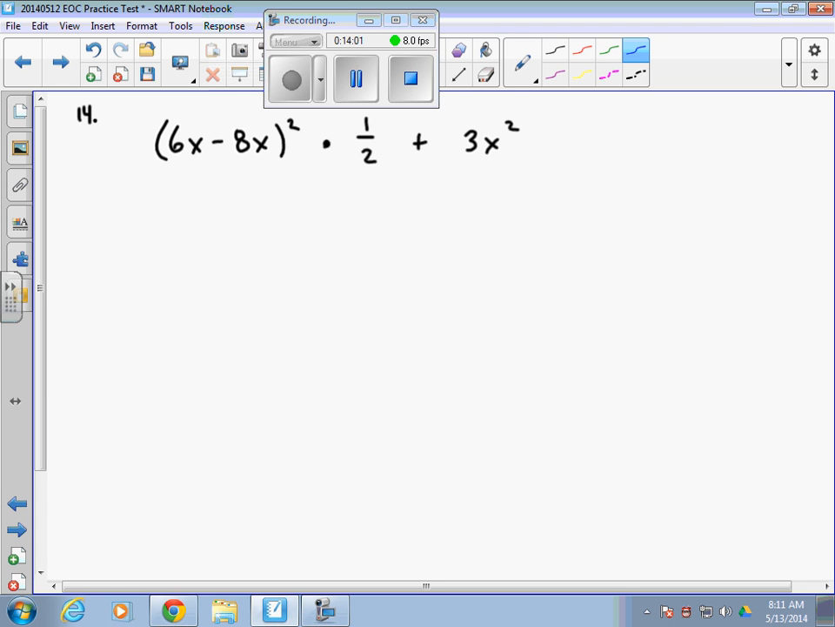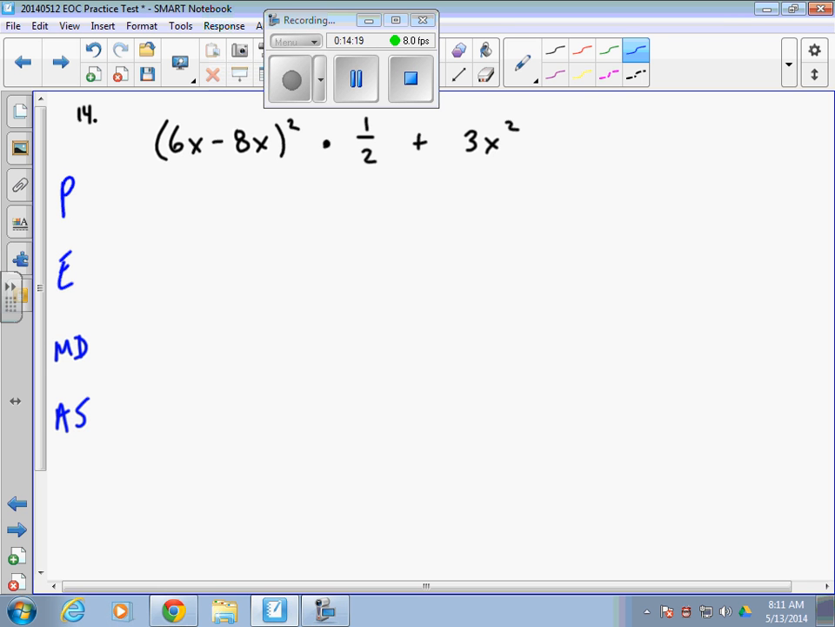Number 14 says which one represents something equivalent to what's shown. You have (6x minus 8x) squared times 1/2 plus 3x squared. Well, you always do your order of operations. This is all this is. It's a "Please Excuse My Dear Aunt Sally" trick, a PEMDAS problem.